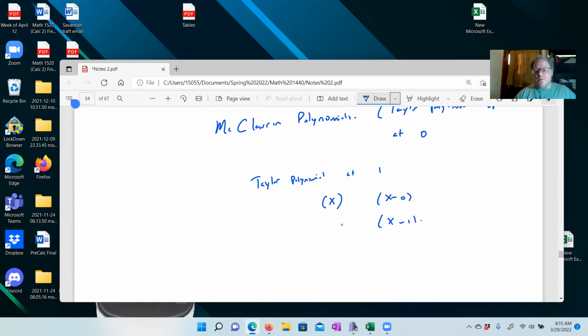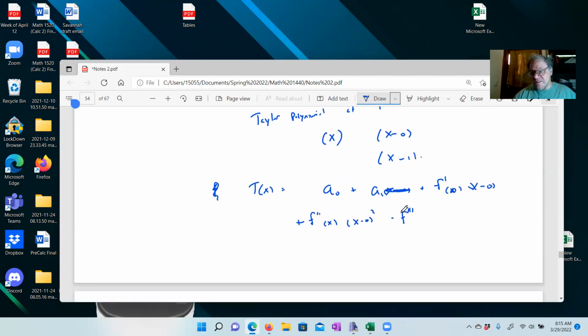So what we're going to do is approximate this function. We have a sub 0 plus a sub 1 times x minus 0, plus f prime at a, at 0, times x minus 0, plus f double prime times x minus 0 squared, plus, etc. Then the triple prime, so the third derivative, times x minus 0 cubed. If you're looking at this, it is going to start getting tedious.